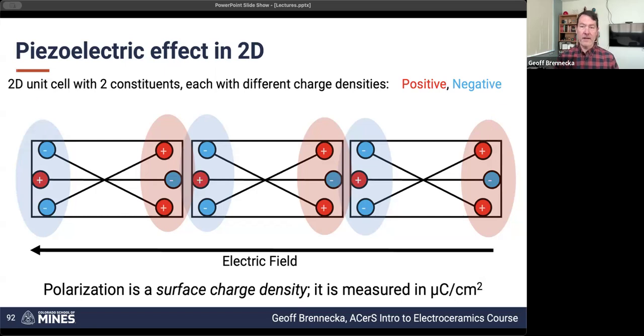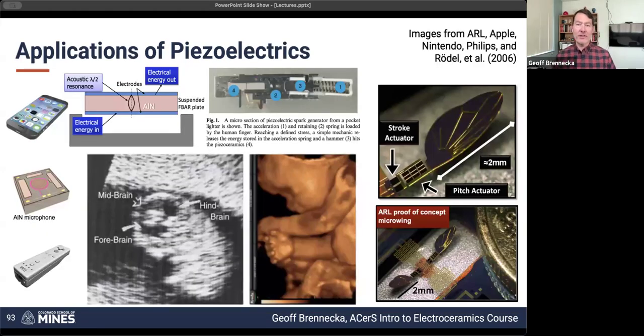So that's a cartoon version of the piezoelectric response. How do we actually use it? I've thrown together a bunch of examples here. We've got everything from the spark generators. If you've got a gas grill at home where you push the button and it sparks and it lights the gas, that initial spark is from a piezoelectric.